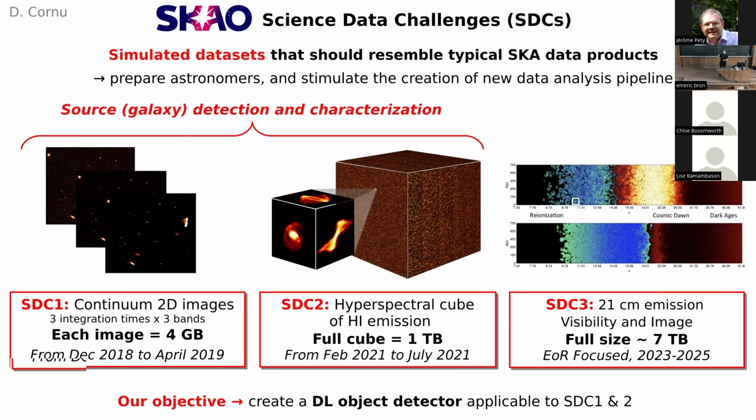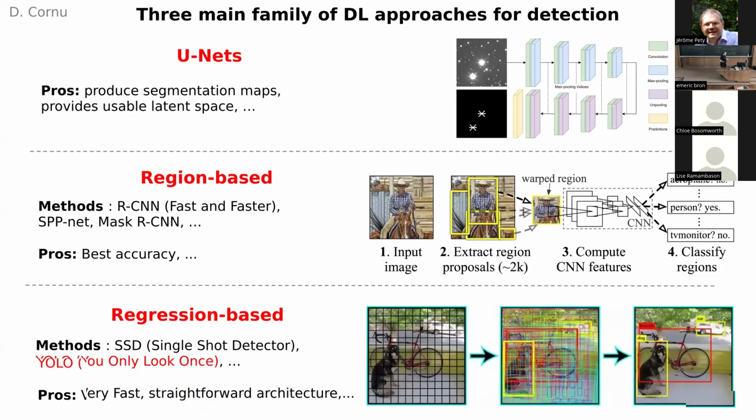So our objective in our team at the Paris Observatory with a few other colleagues in France was to create a new detection method that is based on deep learning for object detection that will work on both these datasets. So there are plenty of families of deep learning approaches for object detection.